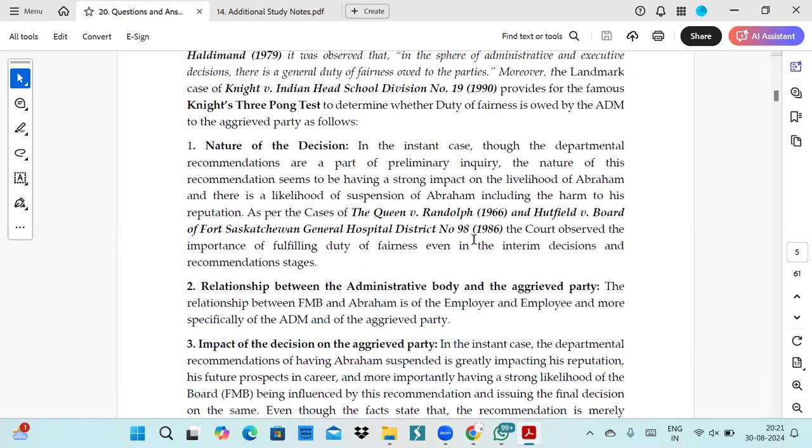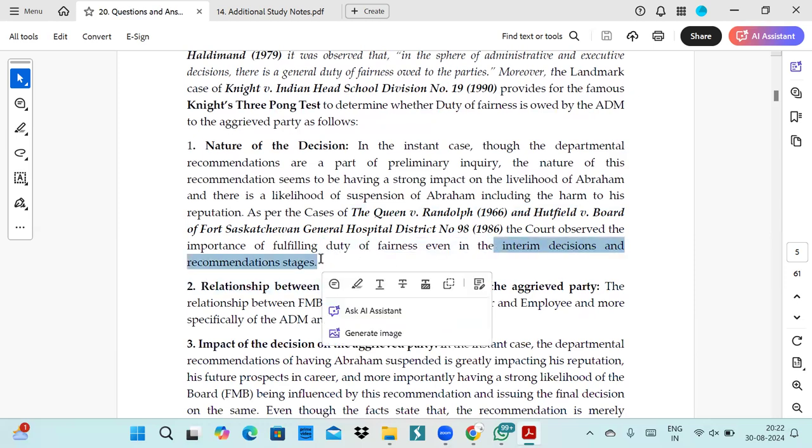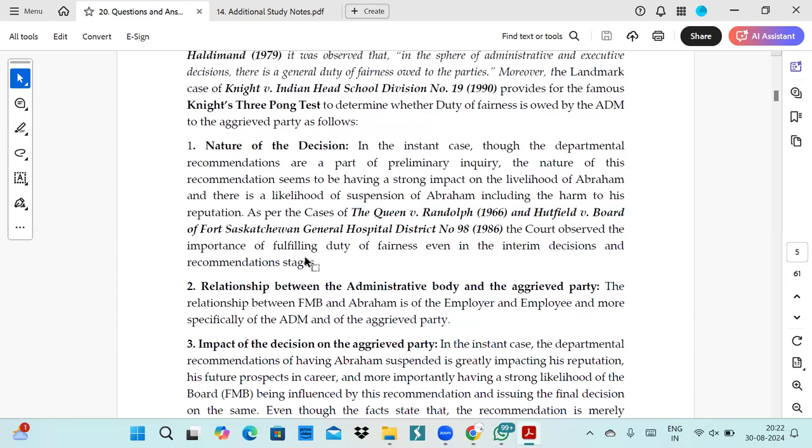So here you don't have to worry too much about what portion I will write, what portion I will leave, because here we have already mentioned it. In these two cases, Queen v. Randolph and Hatfield, in both cases, they say that the court observed the importance of fulfilling the duty of fairness even in the interim decisions and recommendation stages. So this is the ratio we should focus on for this particular question.